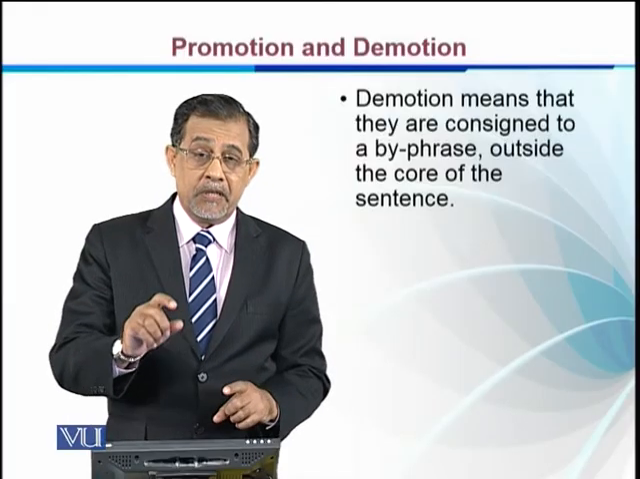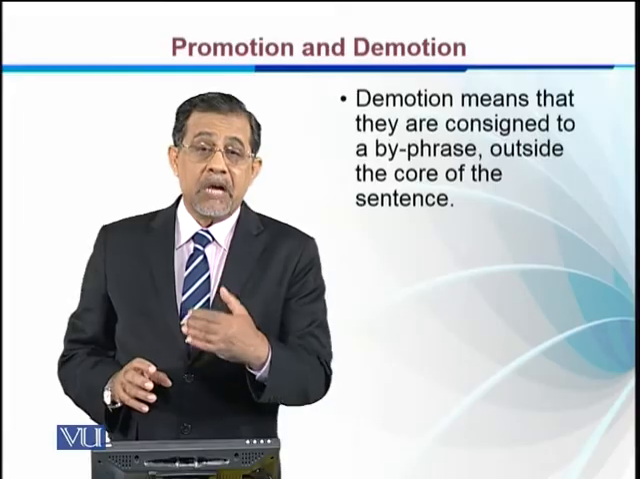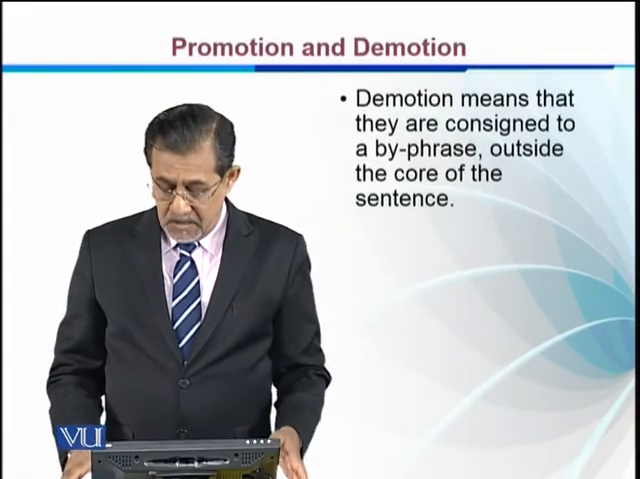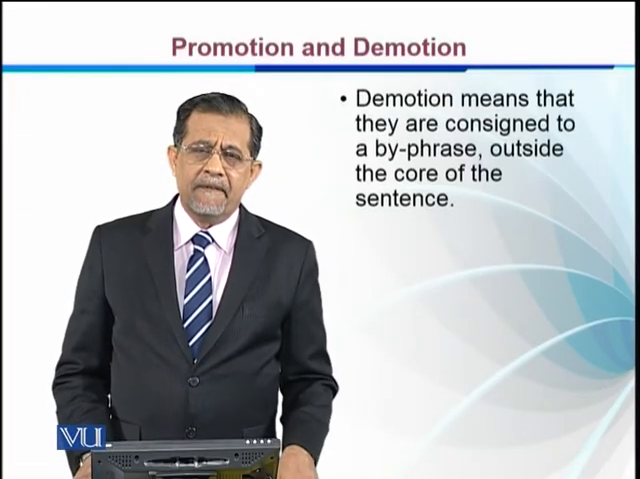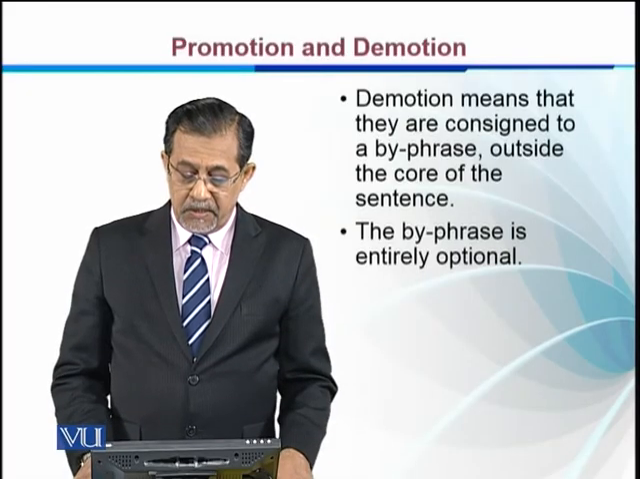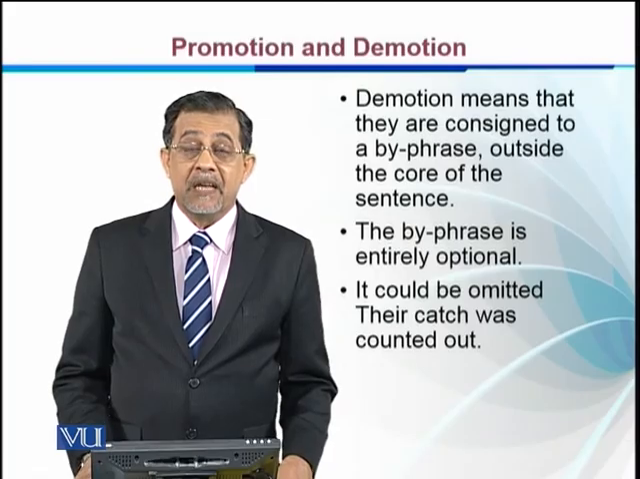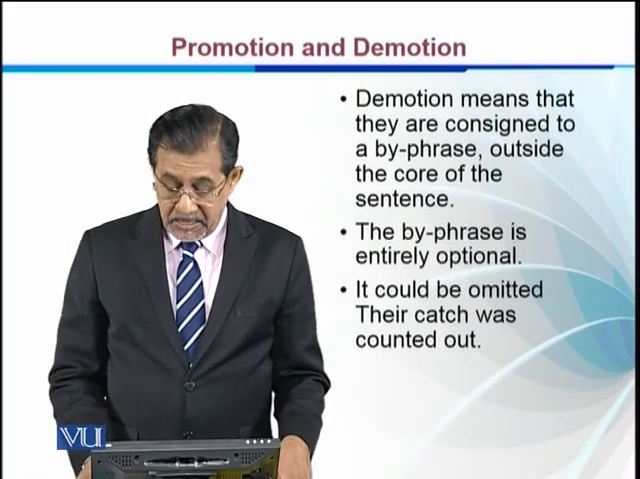This is very important. This goes outside the core of the sentence, and anything that goes outside the core of the sentence can be eliminated. So we see a lot of passive sentences in which there is no by-phrase, there is no agent. It is optional, entirely optional. It could be omitted. Their catch was counted out. It's an entirely correct sentence in the English language.